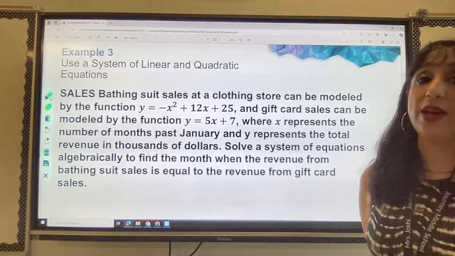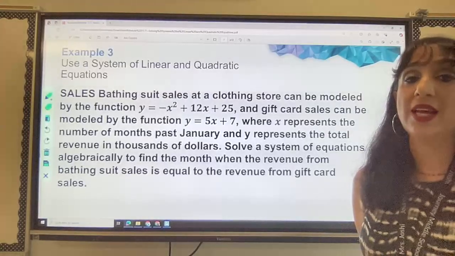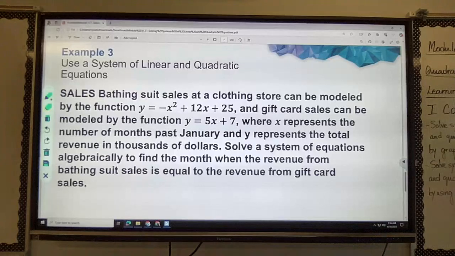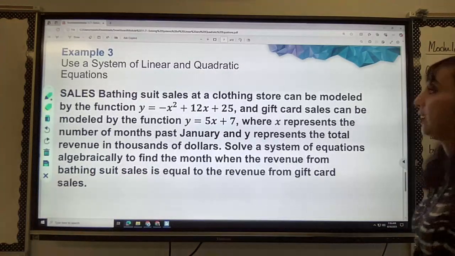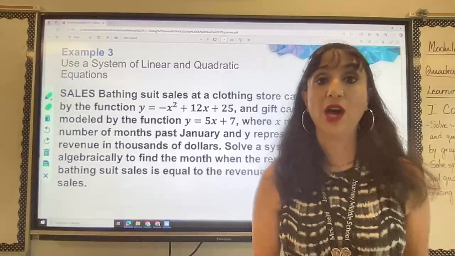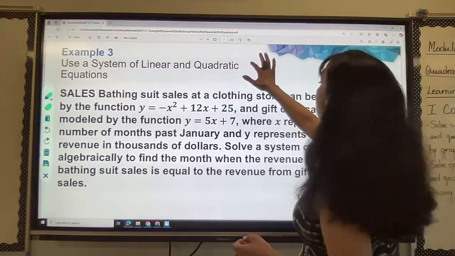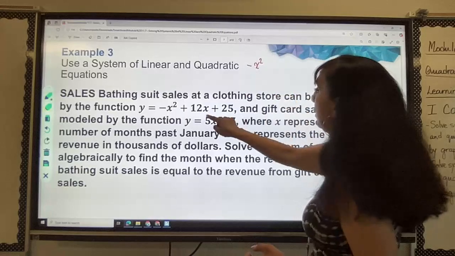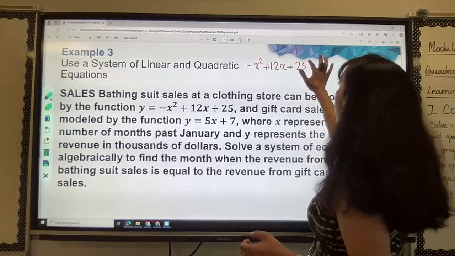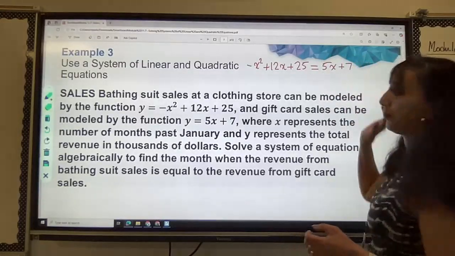So solve a system of equations algebraically to find the month when the revenue from bathing suit sales is equal to the revenue from gift card sales. Okay, so I'm going to take both of them: y is equal to this and y is equal to this. That means both of them are equal. So I am just going to straight up substitute the values, and I am going to say -x squared plus 12x plus 25 is equal to 5x plus 7.